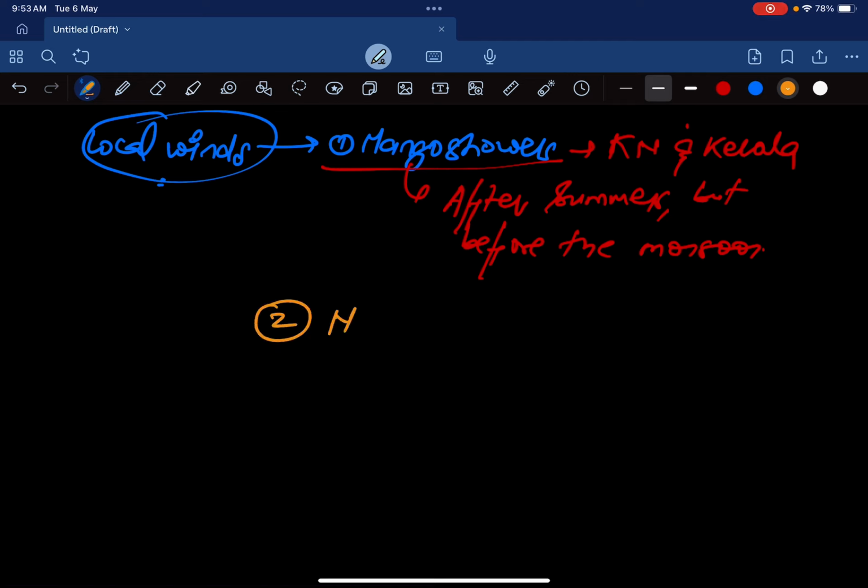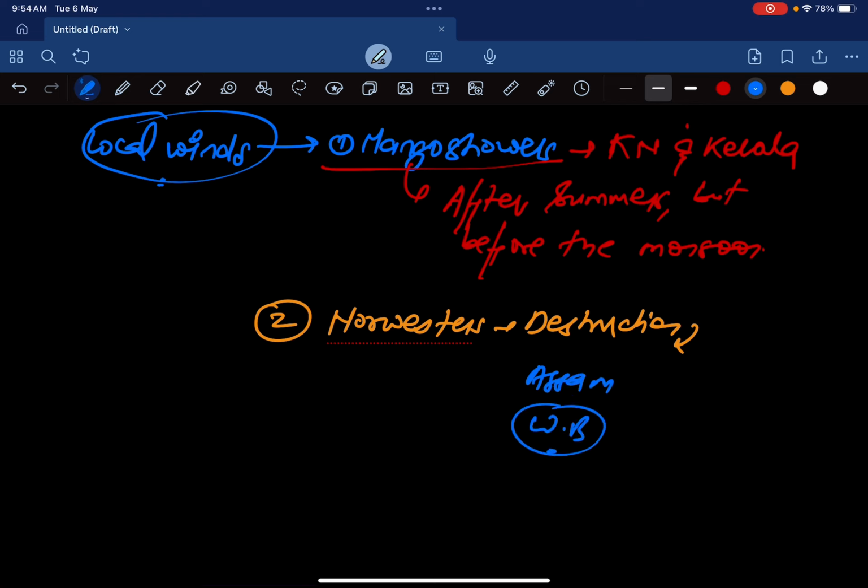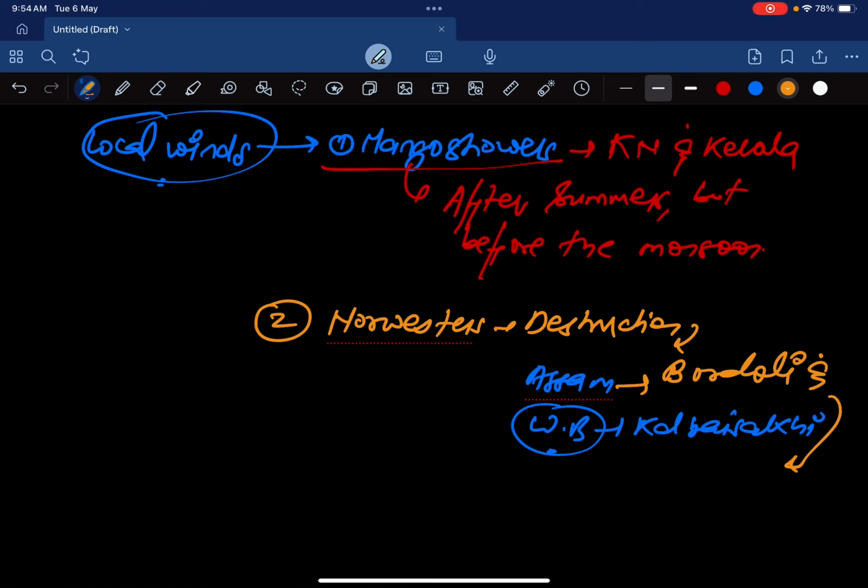Right? Second is nor'westers, which are related to destruction. Right? It happens in two states, Assam and West Bengal. In West Bengal it is called Kal Baisakhi, and in Assam it is called Bordoli and Chehra. Right?